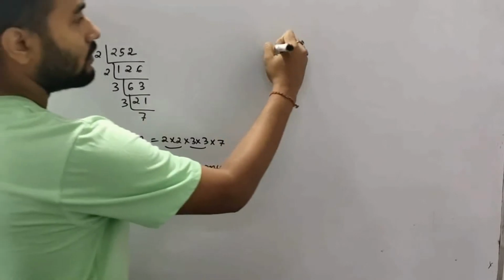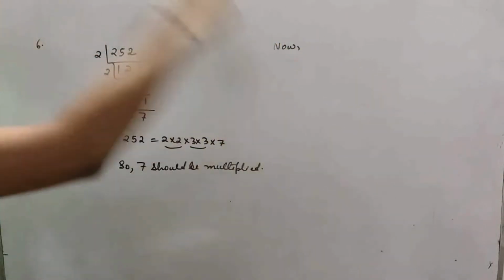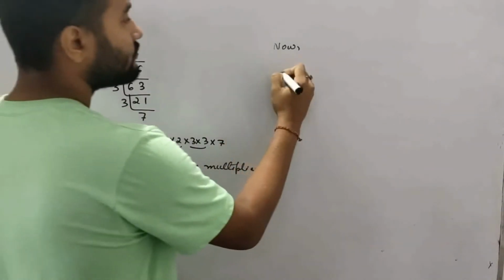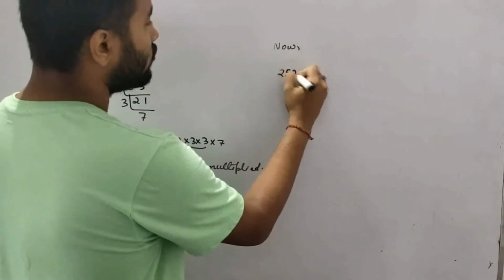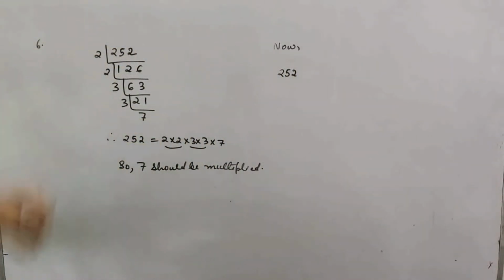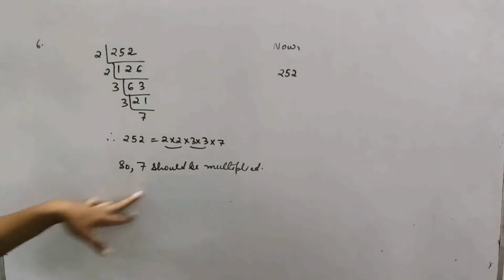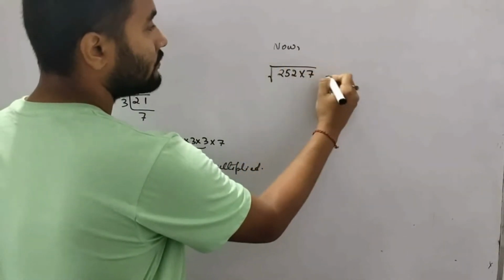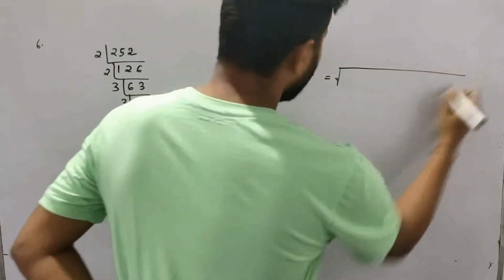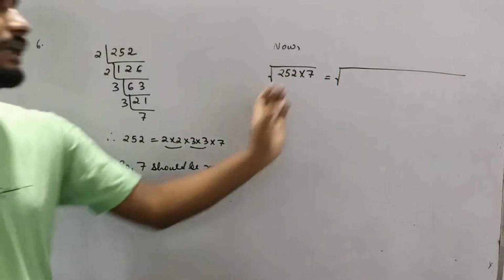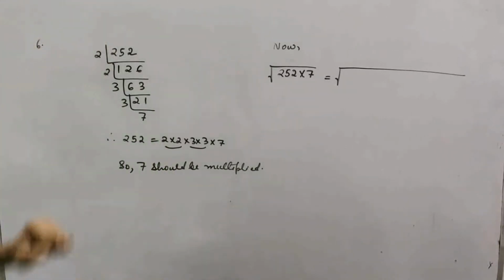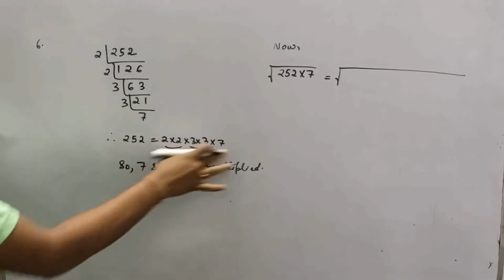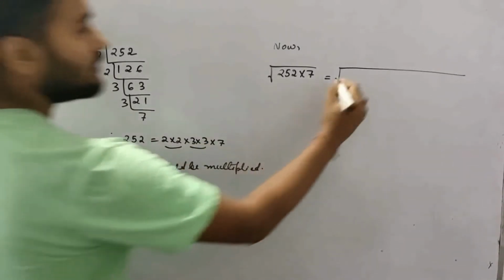So now continue in this way. Now what should be multiplied? 7 should be multiplied, isn't it? So now 252 into what? Into 7. Because why? Because we have written 7 should be multiplied. So into 7, we give root over. Isn't it? We have written 7 should be multiplied. So multiply 7. Now what? Now you write this one. What was 252? 252 was 2 2 3 3 7.